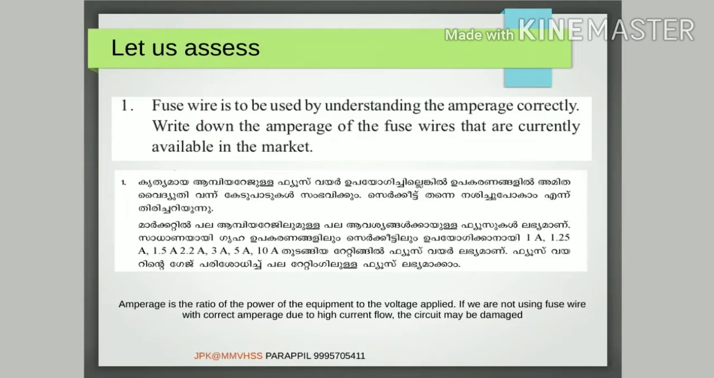Dear students, we can discuss the answers in the first chapter. In the first question, just list out the amperage of fuse wires available in the market. For example, 1 ampere, 1.25 ampere, 1.5 ampere, 2.2 ampere, 3 ampere, etc.